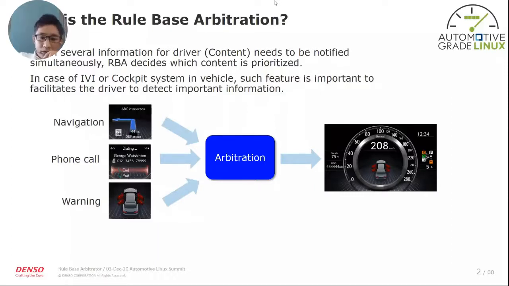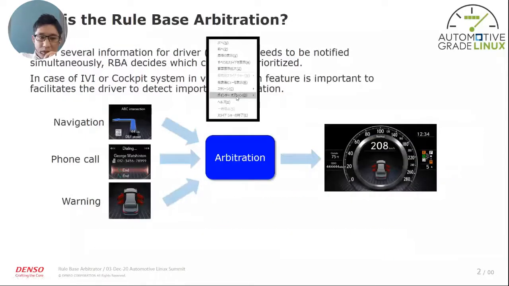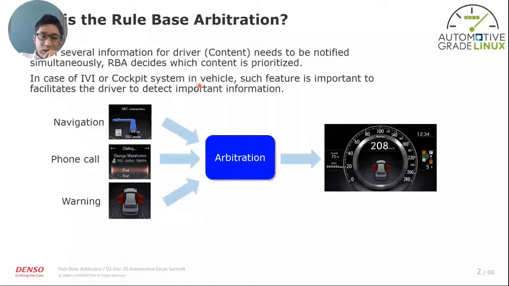This picture is an example. On the left side, navigation guidance, a phone call, and some warning information events occurred at the same timing. So we need to decide which one should be notified to the driver. And therefore RBA will decide and prioritize this based on the rule described in the product specification.